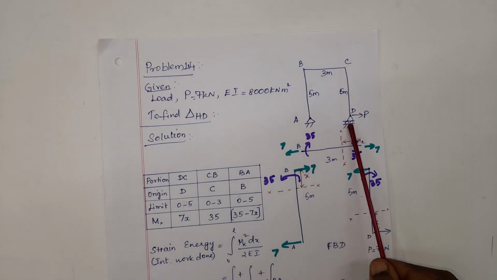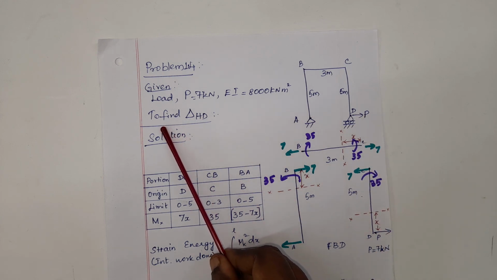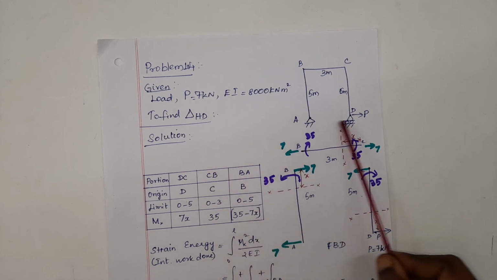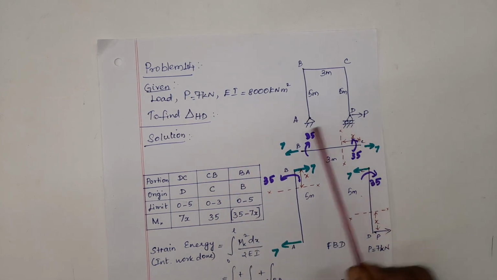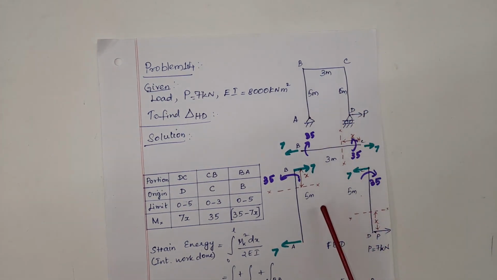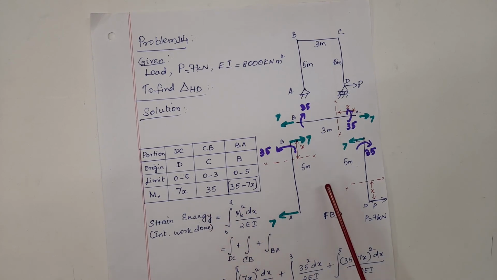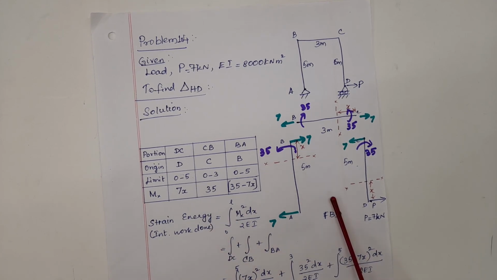Now let us see another problem: a simply supported frame. There is a load at the roller end. The values are given in the problem. We need to find the horizontal deflection at this roller end, delta HD. Since this is a frame, it will be easier to write the moment expressions for integration if a free body diagram is drawn.